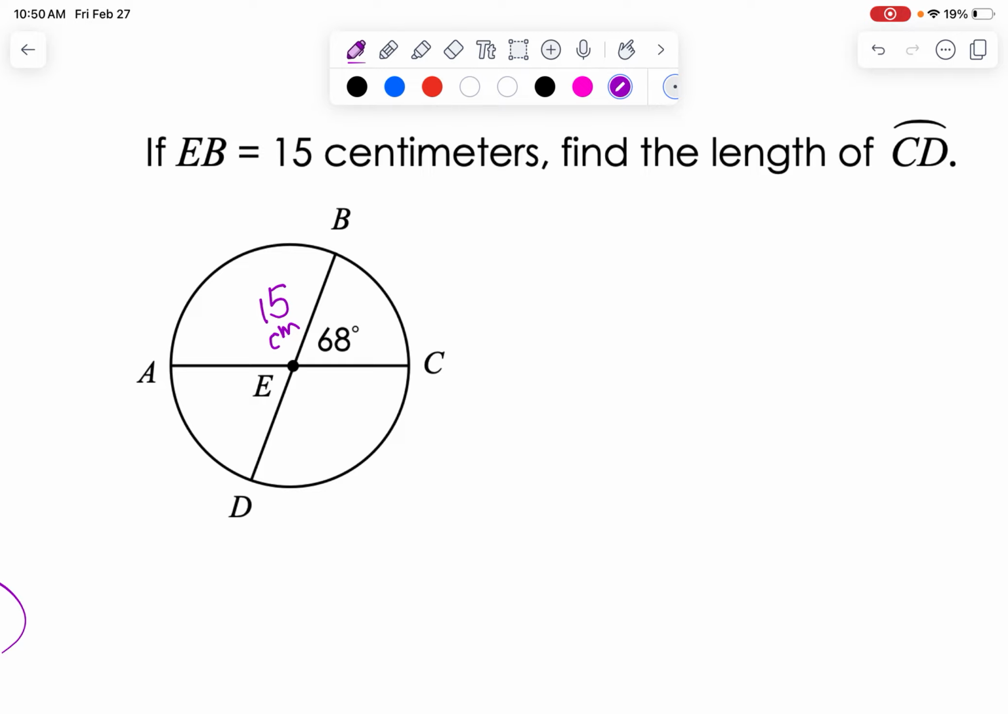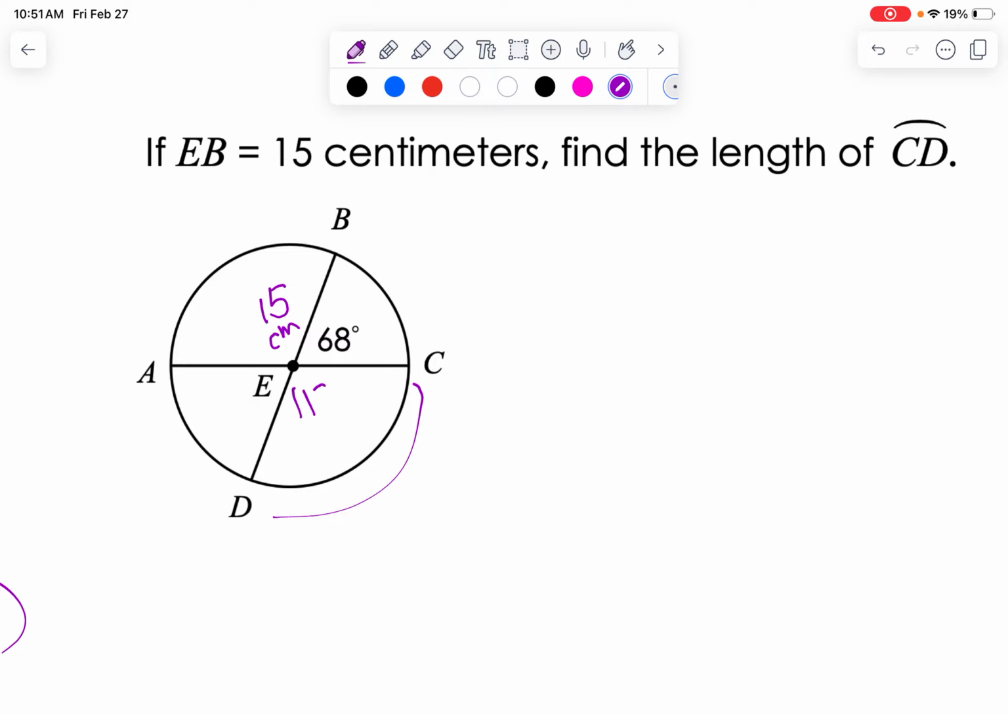Awesome. So the length of this arc CD, we need to figure out what that is. But it's helpful to know what this angle is first. I would need that central angle. Well, I know that all the way here is 180. So that would give me this being 180 minus 68, which is 112, right?